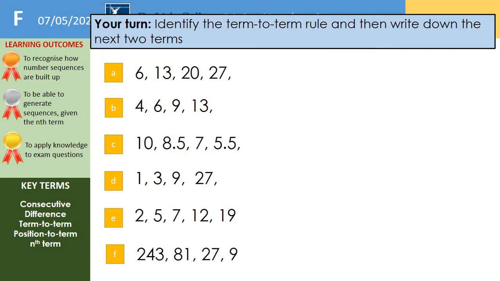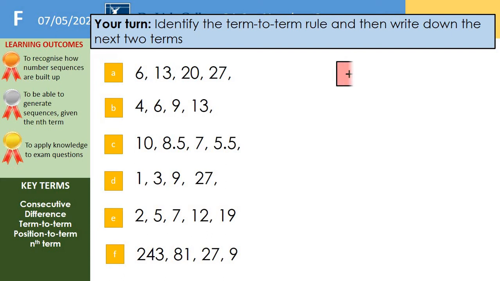Right, brilliant. What I would like you to do now is to have a look at these 6 sequences. I would like you to write the terms down. So for each of them, you've got either the first 4 or 5 terms. So write those down for me. Identify the term-to-term rule, and then write down the next 2 terms. Please pause the video as you do this.